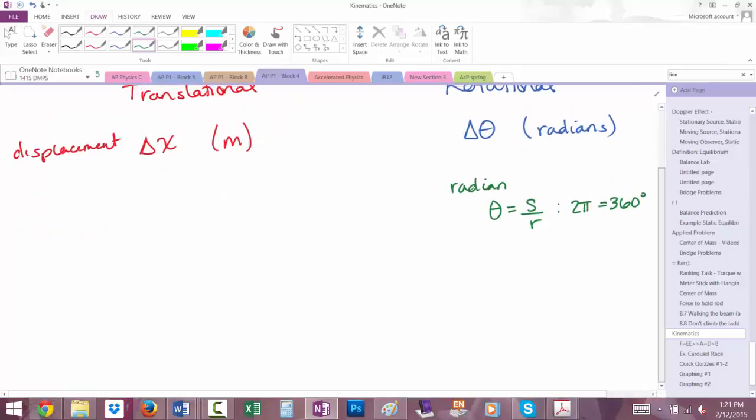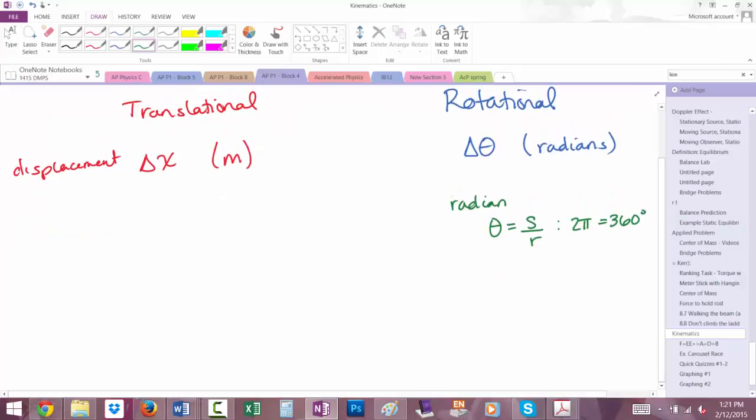To be really clear, there is a difference between the translational displacement and the rotational displacement like we saw in here. As these things are moving around, the one far out has a much bigger translational displacement than the one that's close in, but their rotational displacements are the same. So it's kind of interesting.